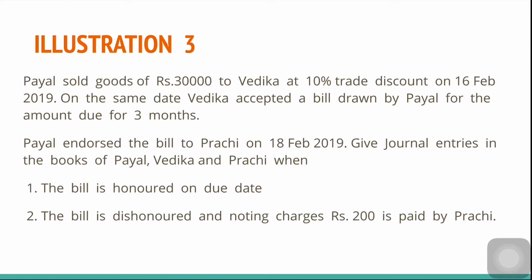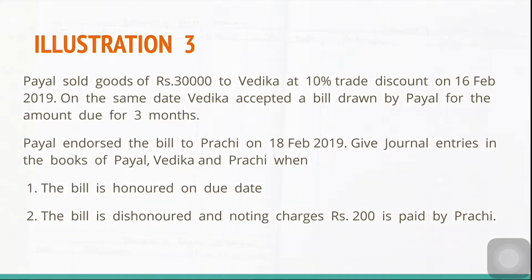Give journal entries in the books of Payal, Vedika and Prachi when the bill is honored on due date, and second, when the bill is dishonored and noting charges rupees 200 is paid by Prachi. So books of drawer, drawee and endorsee. Okay, so we have to draw 3 journals now: books of Payal, books of Vedika and books of Prachi.